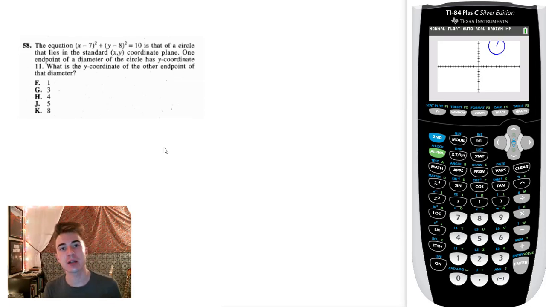Hey, it's Jacob. We're looking at number 58 on the math section of ACT A10. It's a circle question. We want to start off making sure you know your formula for a circle.